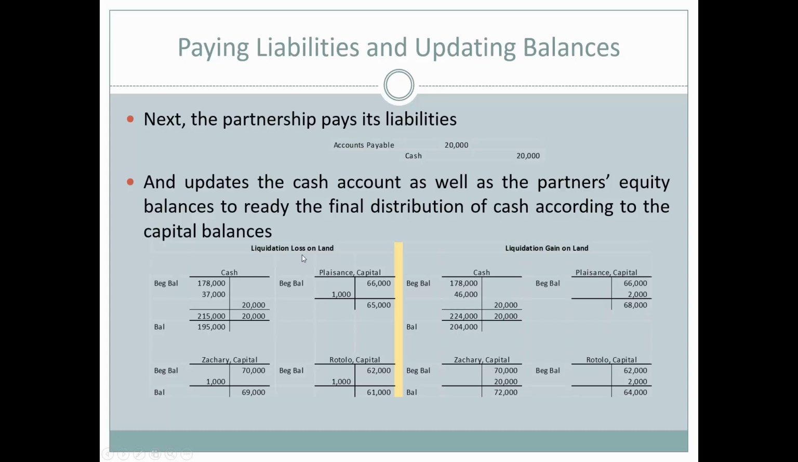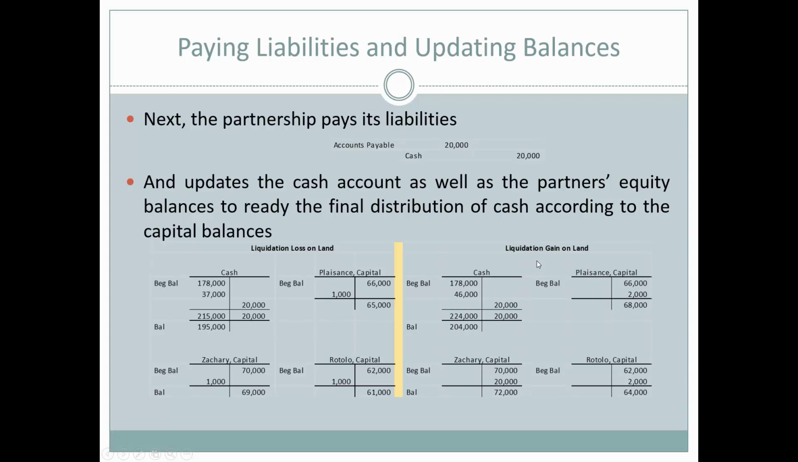On the left here, we have a liquidation loss on the land. So let's walk through that. Our beginning balance of cash was $178,000. We sold the land and we got $37,000. We paid off our liabilities, and so that was a credit of $20,000. So we add up all of our debits, add up all of our credits, take the smaller from the larger, and our ending balance is $195,000. We have the liquidation loss taken against each one of the partners' balances, and so now we can see the ending capital balances for the partners.